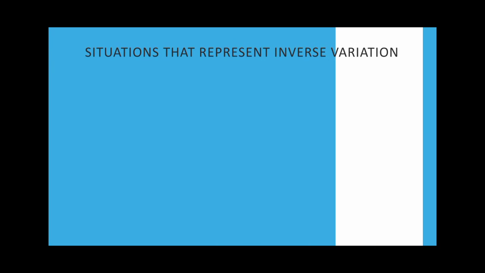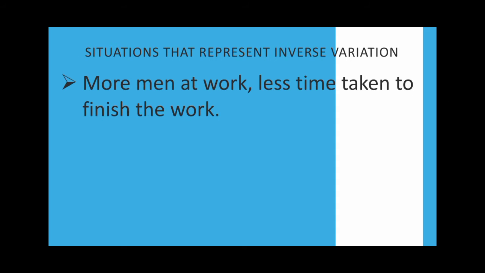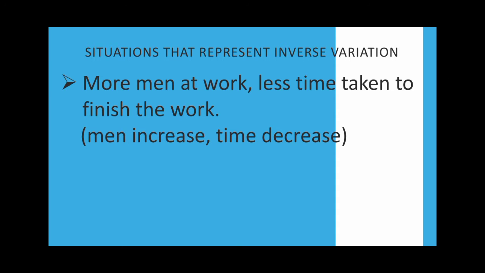Some situations that represent inverse variation para mas madali nating maintindihan kung ano ba talaga ang inverse variation. First is, more men at work, less time is taken to finish the work. So, ibig sabihin, man increase, time decrease. Tumataas ang bilang ng mga tao magtatrabaho, mas maikling oras ang magagamit para matapos ang isang trabaho.